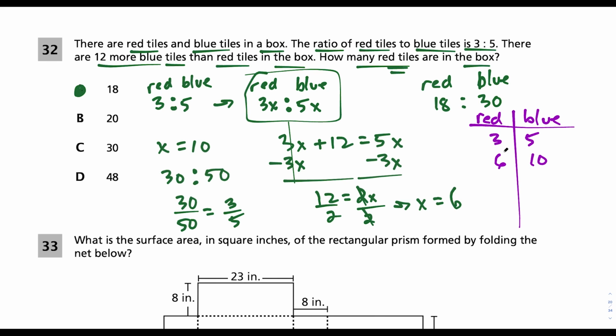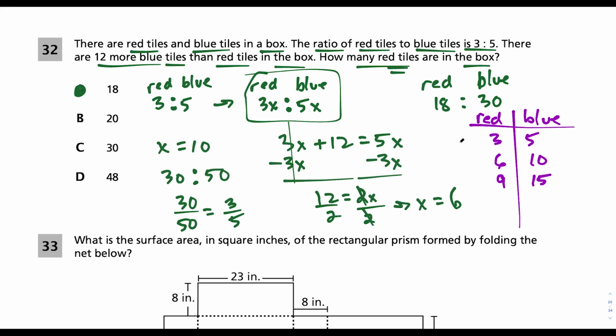And that answer is no. So I would keep going. I would say, all right, how about 3 times instead of 2, 3 times 3? And that would give me 9. And if I did 5 times 3, that would give me 15. And notice, still, this is not 12 more. 15 is not 12 more than 9, so this wouldn't work.